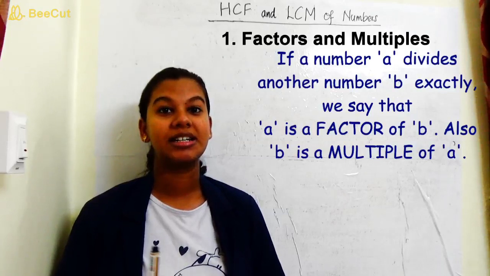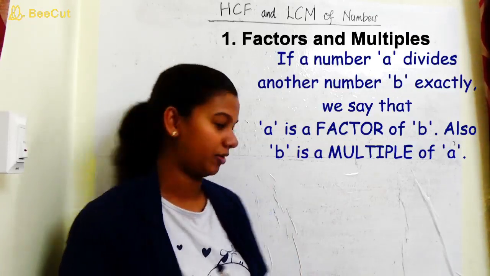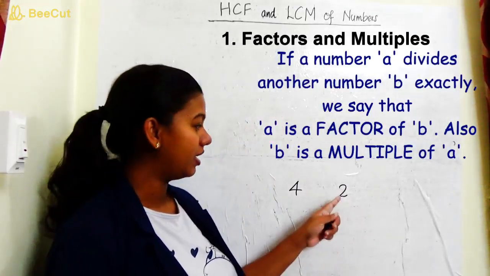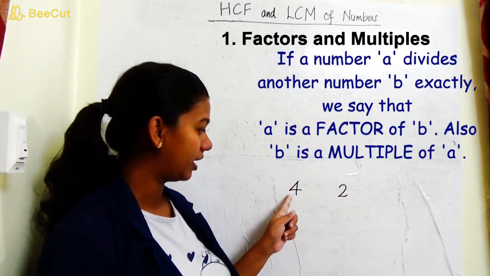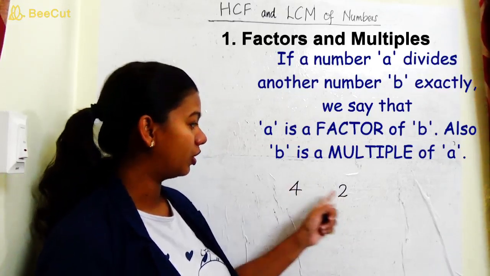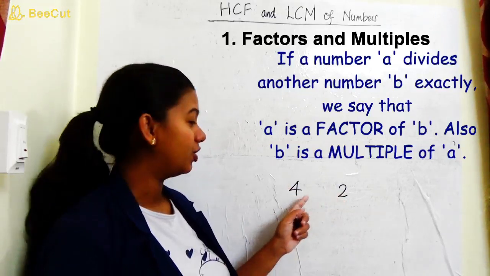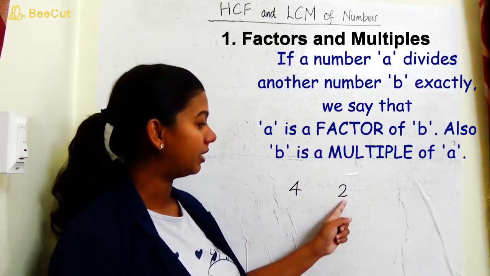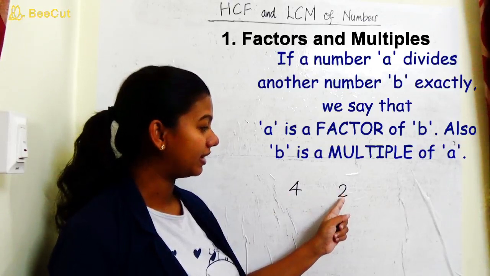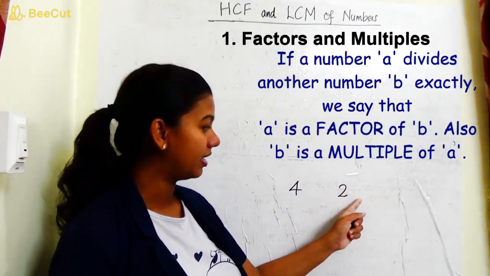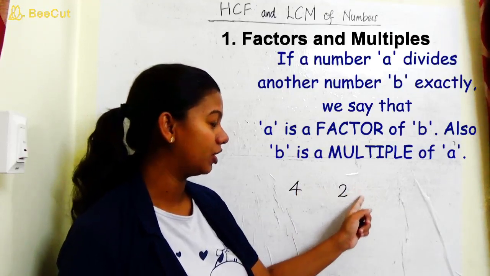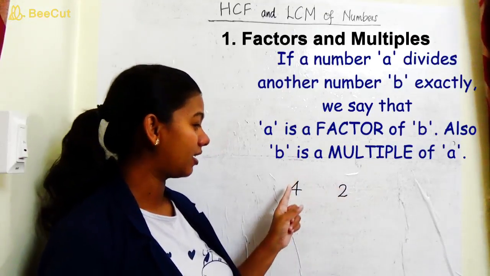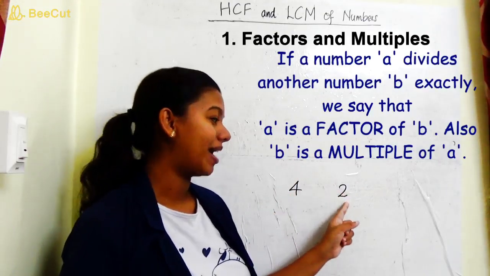Suppose the number B is equal to 4, and I am considering the number 2. This is A. So 2 is a factor of 4. Why? Because 2 divides 4 exactly. 2 completely divides 4, right? And then we can say 4 is a multiple of 2, because if we multiply 2 with a particular number, we will get the value 4. So 2 is a factor of 4 and 4 is a multiple of 2.